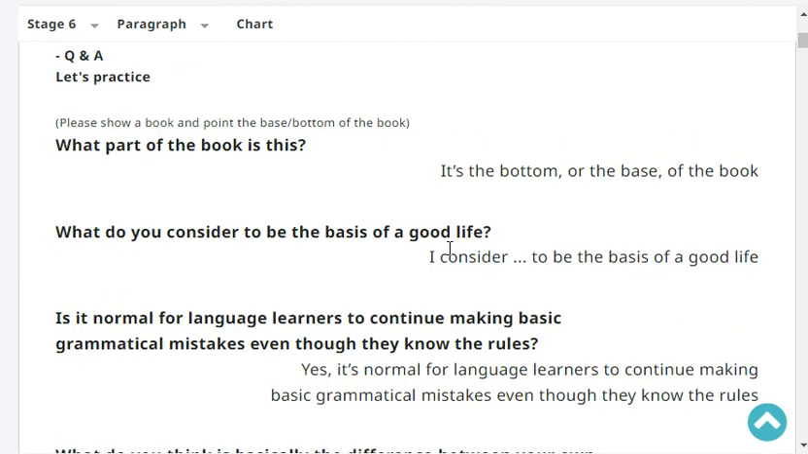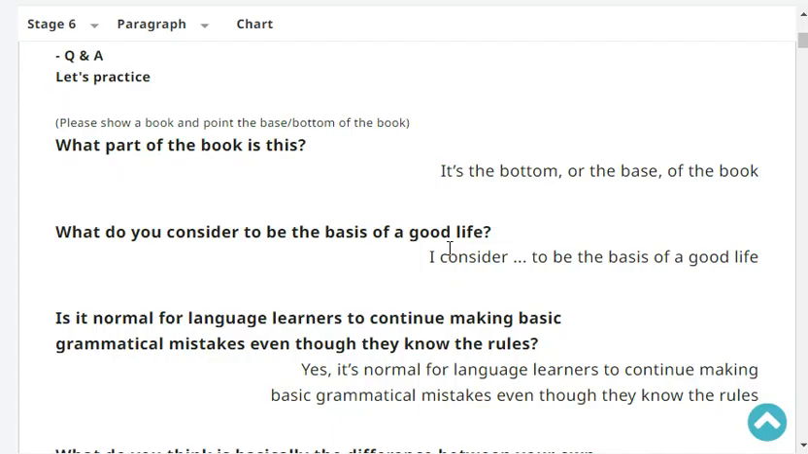First question. Here we go. What part of the book is this? It's the bottom, or the base, of the book. Very good. What do you consider to be the basis of a good life?